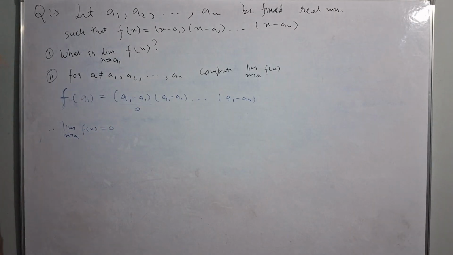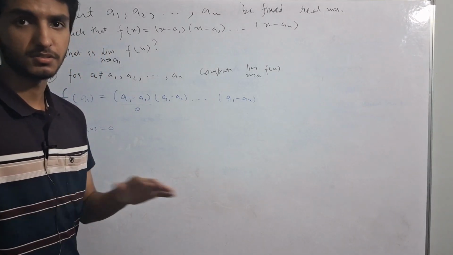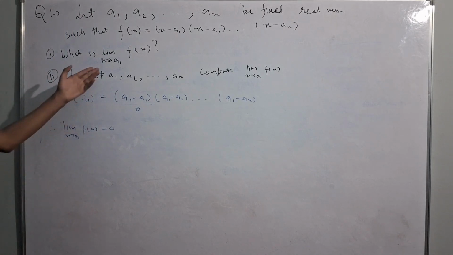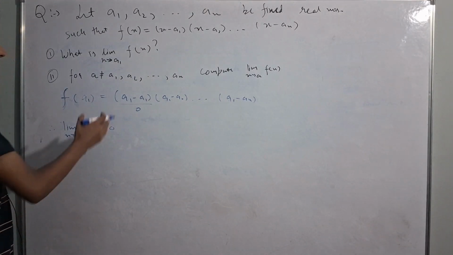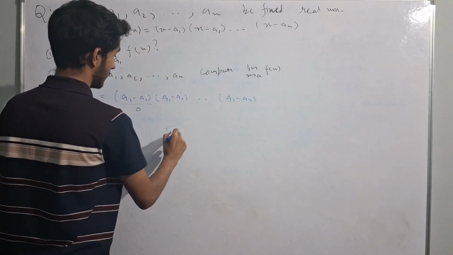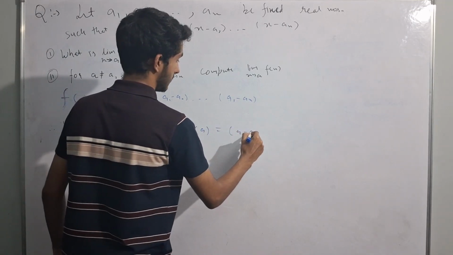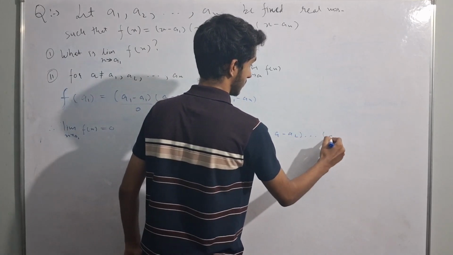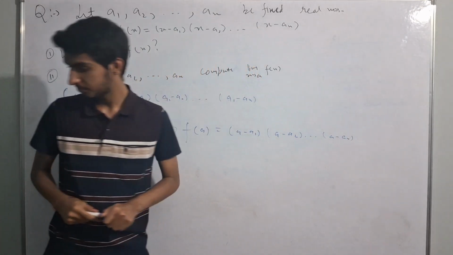As simple as that. The second question is just the same. It's direct substitution of x equal to a. Like here it was x equal to a1, here it's simply going to be x equal to a. So for the second part, it's just a minus a1 into a minus a2, so on up to a minus an. So yeah, that's it.